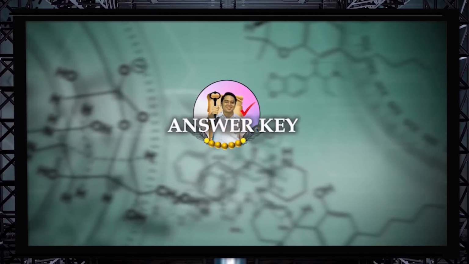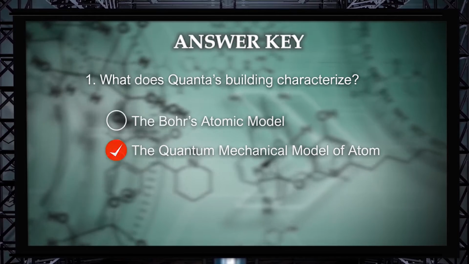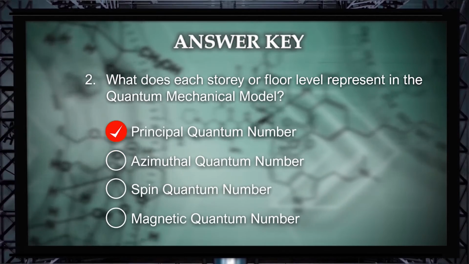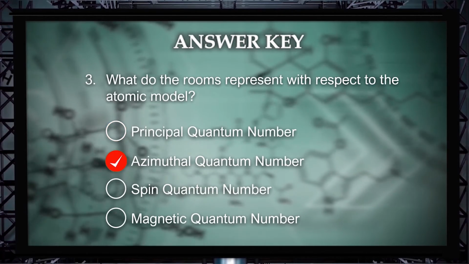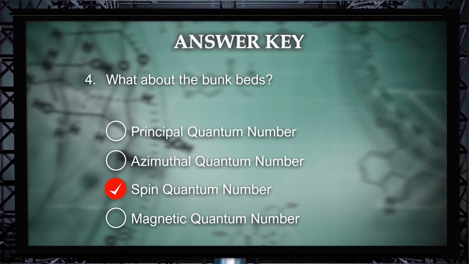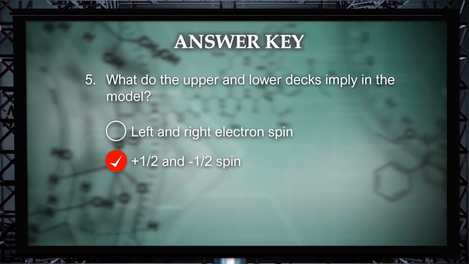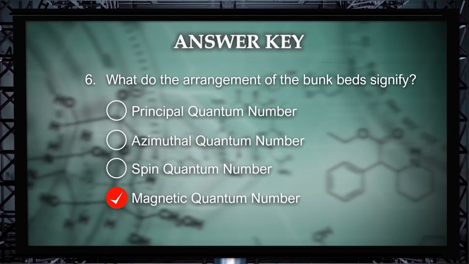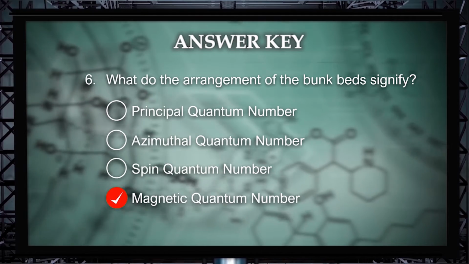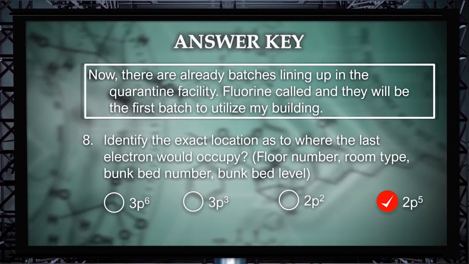Let's check your answers. Number 1. The quantum mechanical model. Number 2. Principal quantum number. Number 3. Azimuthal quantum number. Number 4. Spin quantum number. Number 5. Positive and negative spin. Number 6. Magnetic quantum number. Number 7. 9 electrons. Number 8. 2p5.